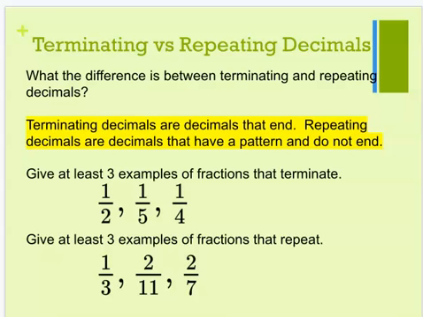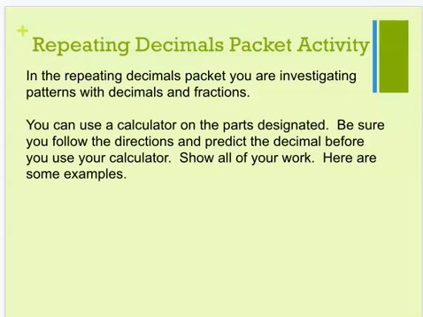But how can you tell if the fraction is going to repeat or terminate as a decimal? To investigate that, we have a packet called the Repeating Decimals packet, where you're going to investigate patterns with decimals and fractions. You should use a calculator on the parts of the packet that it tells you to, but follow the directions and predict the decimal before you use your calculator when it asks. Show all of your work. Here's some examples of the packet.